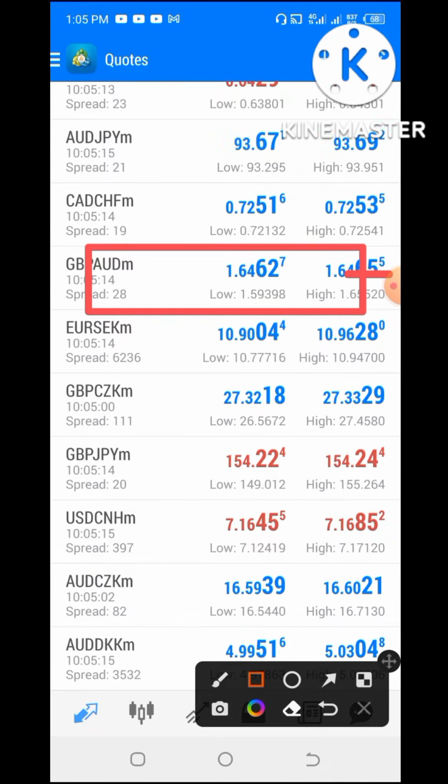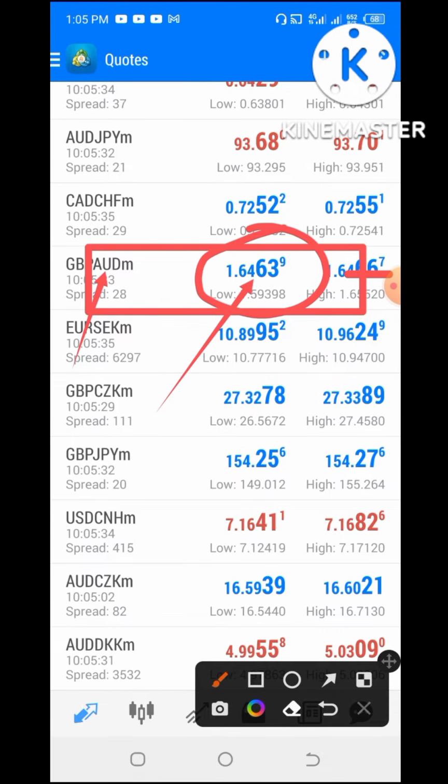Okay? Cool. Now, in this example, this pair is of course our bid price, and the pair we are looking at is Great Britain pound versus Australian dollar. So I told you the Great Britain pound is now the base currency. Now, what do we mean by our bid price? It means that in order for you to sell a unit of a Great Britain pound, you need 1.6461 Australian dollars. You understand that?